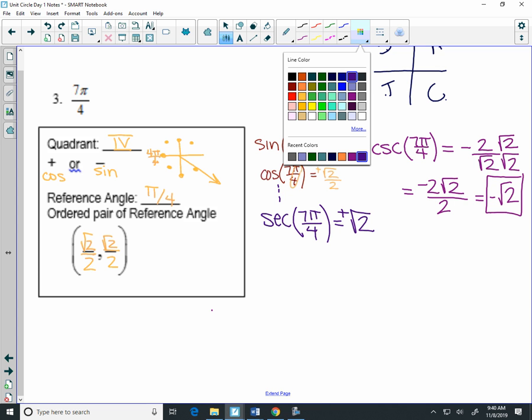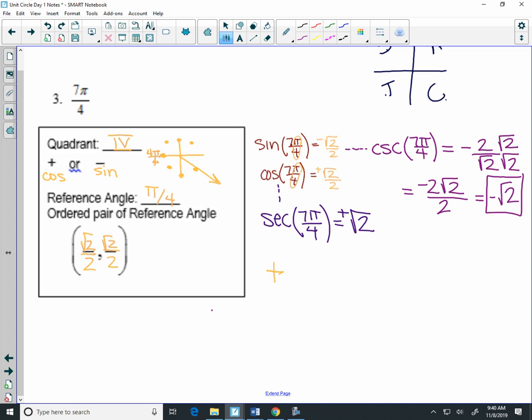Okay, tangent. I like all the pi over 4s for tangent in particular. What is tangent in all the pi over 4s? If sine and cosine are the same number, what's there when you divide them? What happens? You get 1. Now sine is negative and cosine is positive, so tangent's going to be negative. Negative divided by a positive is negative. And then cotangent, what happens when we flip -1? What do you get? -1.